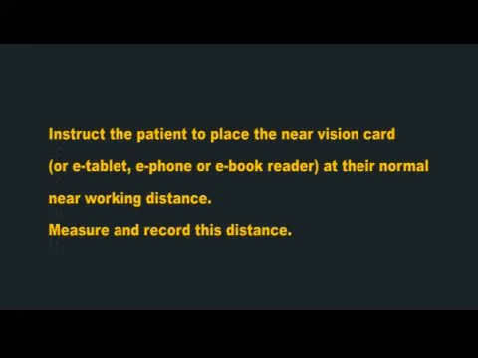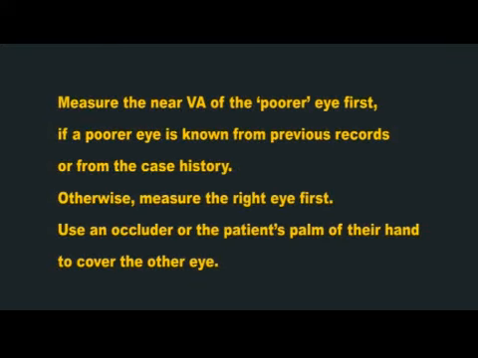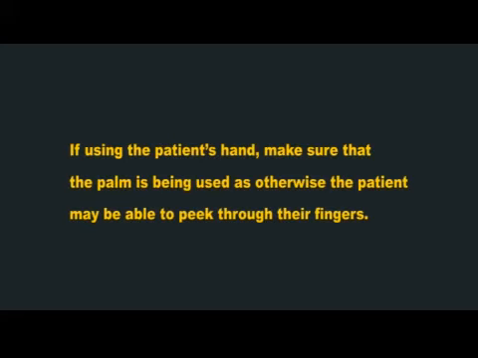Instruct the patient to place the near vision card at their normal near working distance. Measure and record this distance. Measure the near visual acuity of the poorer eye first, if a poorer eye is known from previous records or from the case history. Otherwise, measure the right eye first. Use an occluder or the patient's palm of their hand to cover the other eye. If using the patient's hand, make sure that the palm is being used, as otherwise the patient may be able to peek through their fingers.